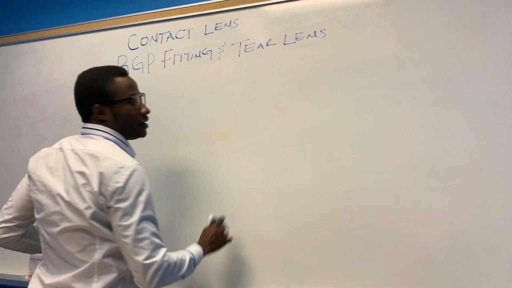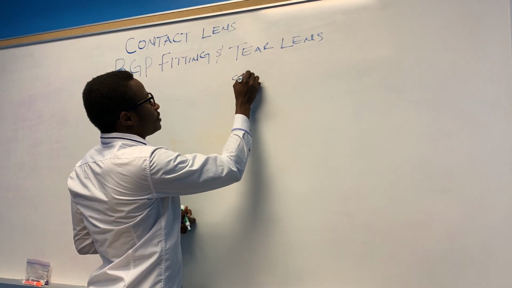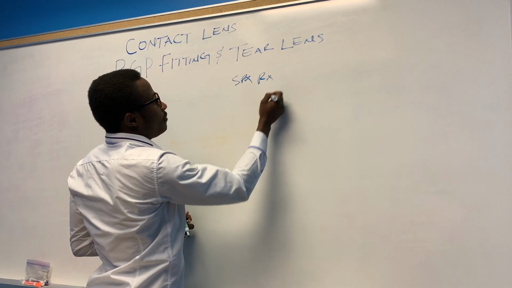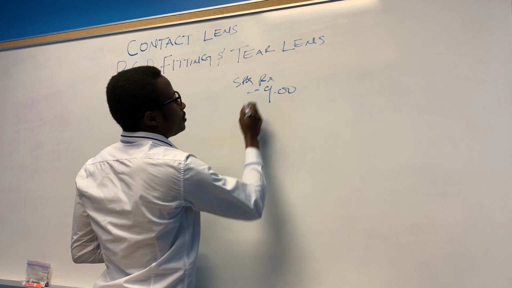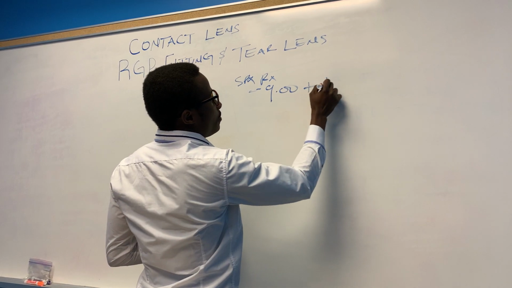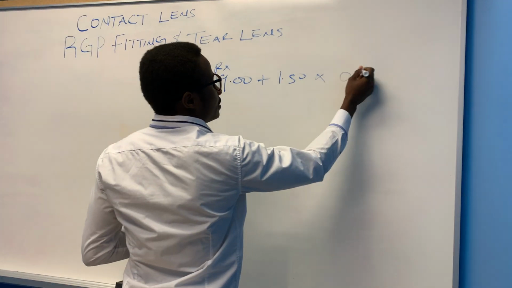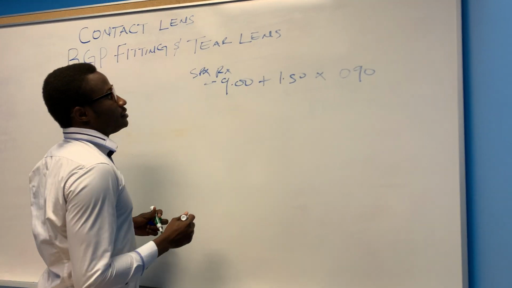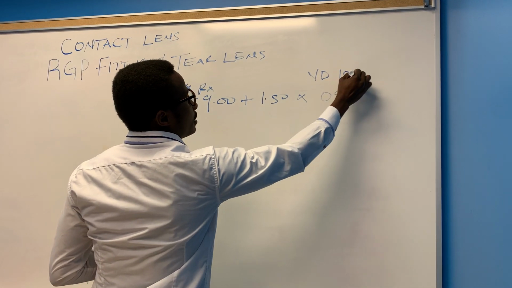So this patient has a spectacle Rx of minus 9.00 plus 1.50 axis 90. This was refracted at a vertex distance of 12 millimeters.